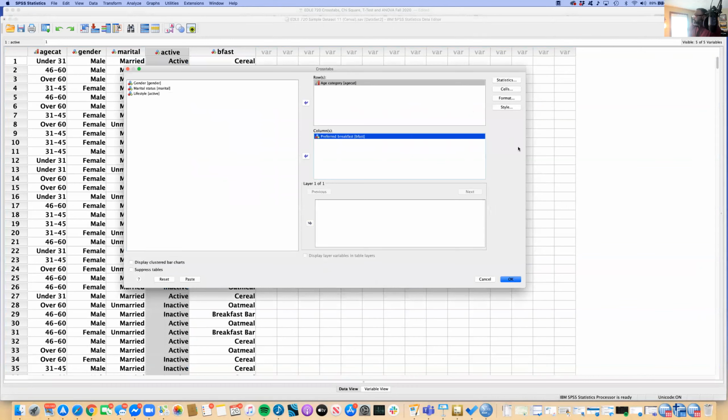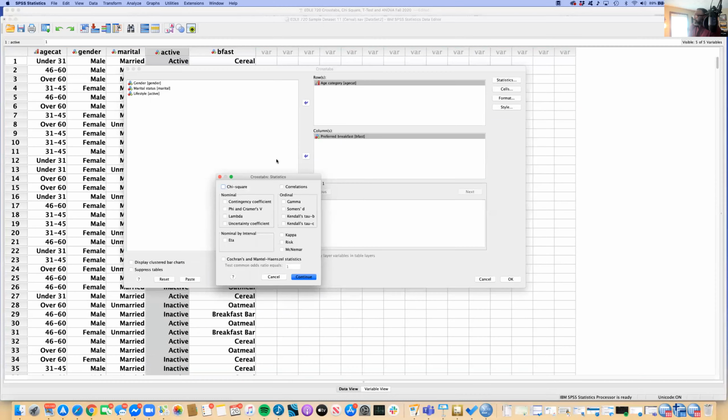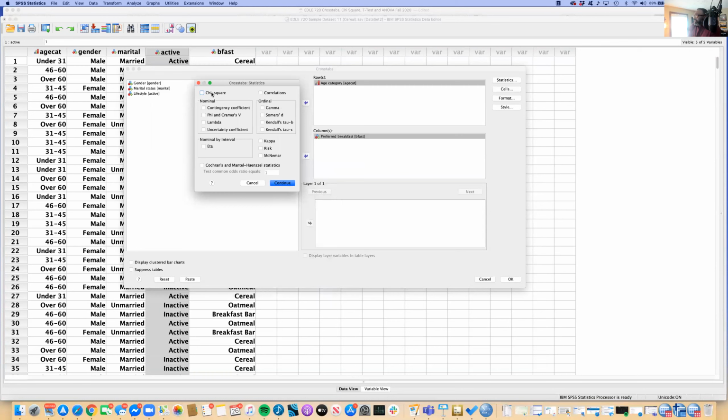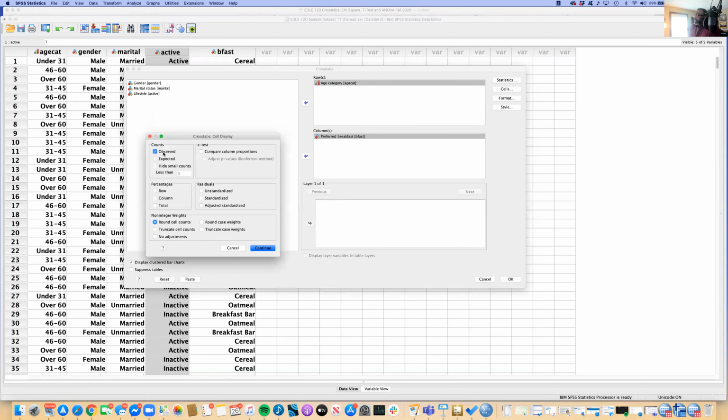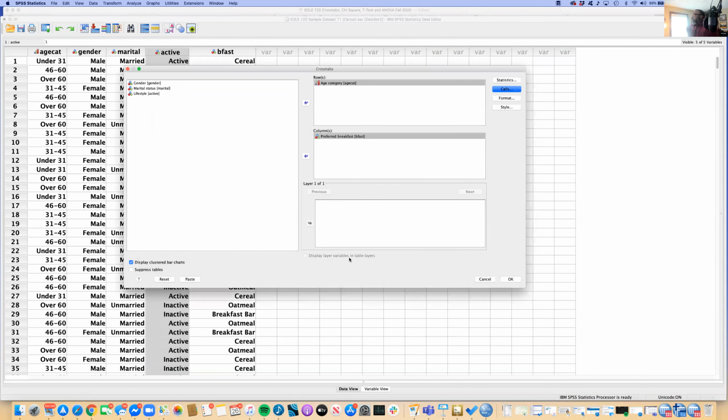So then what we're going to do is go to statistics. We're going to click chi-square. We're going to click phi and Cramer's V. And we're going to click continue. We're going to click display clustered bar charts. We're going to click observed and expected here. Click continue. All right.